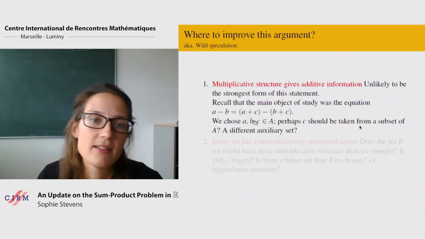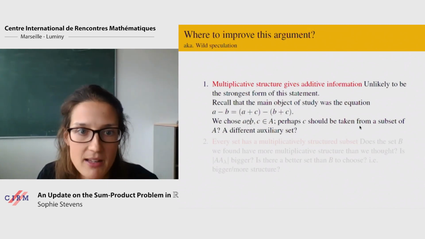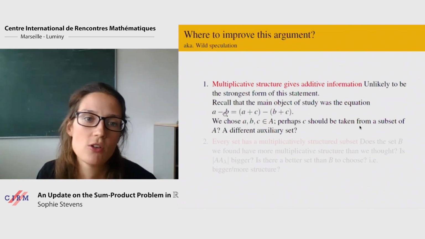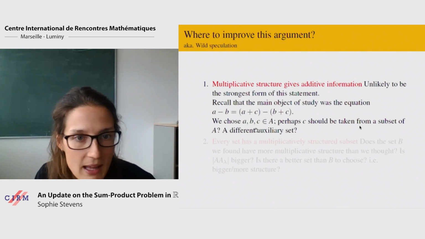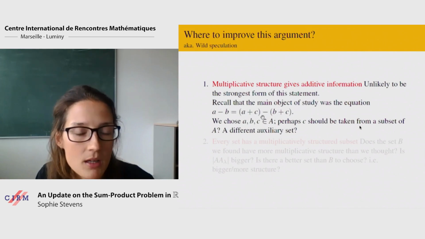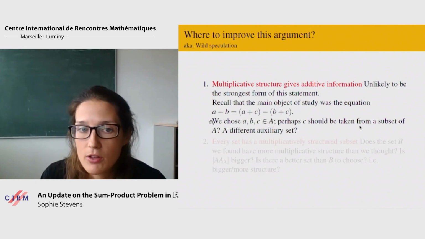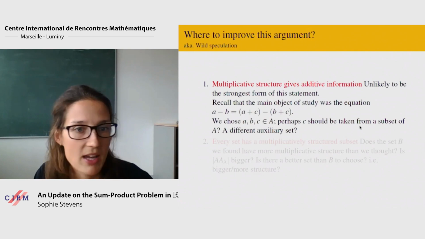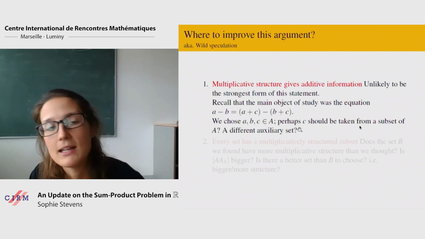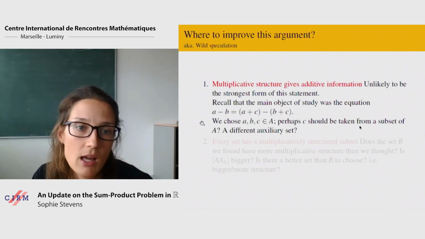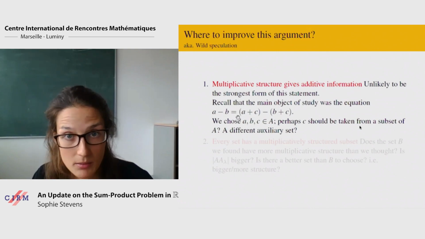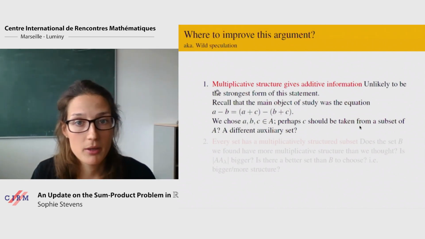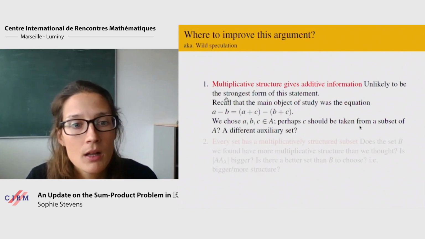Let's remember how we got to this statement. We got to this statement by looking at a minus c is a plus c and b plus c. And here we chose to count all of the solutions where each of the solutions lives inside A. But it's not necessary for c, for example, to live inside A. Perhaps there's a better subset of A, or maybe even a superset of A, or even maybe a different set completely where c could live. And maybe this could help us in some way. So the first part of our argument can certainly be improved.